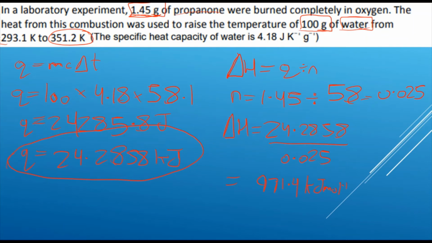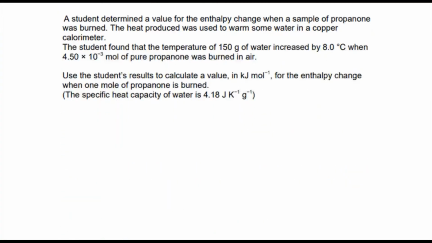Now there is one thing that I can lose marks for. I've been told that the temperature increased from 293 to 351.2. This makes it an exothermic reaction, and for every exothermic reaction, the enthalpy change is a negative value. That's why we have to add a negative sign in front of the enthalpy change. So moving on to the next example.